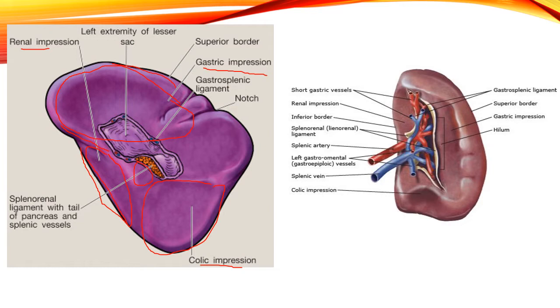Again, this is just another diagram which is depicting these major impressions. We have the gastric impression over here, this huge gastric impression. Then we will have the renal impression over here, and this will be the colic impression. And over here we will have a short impression between the colic impression and the hilum for the pancreas, for the tail of the pancreas basically.